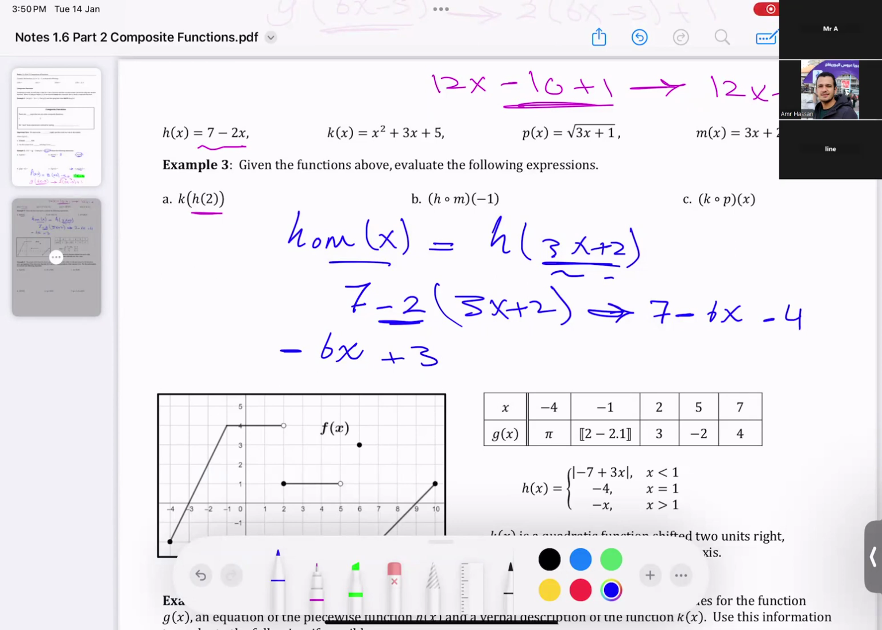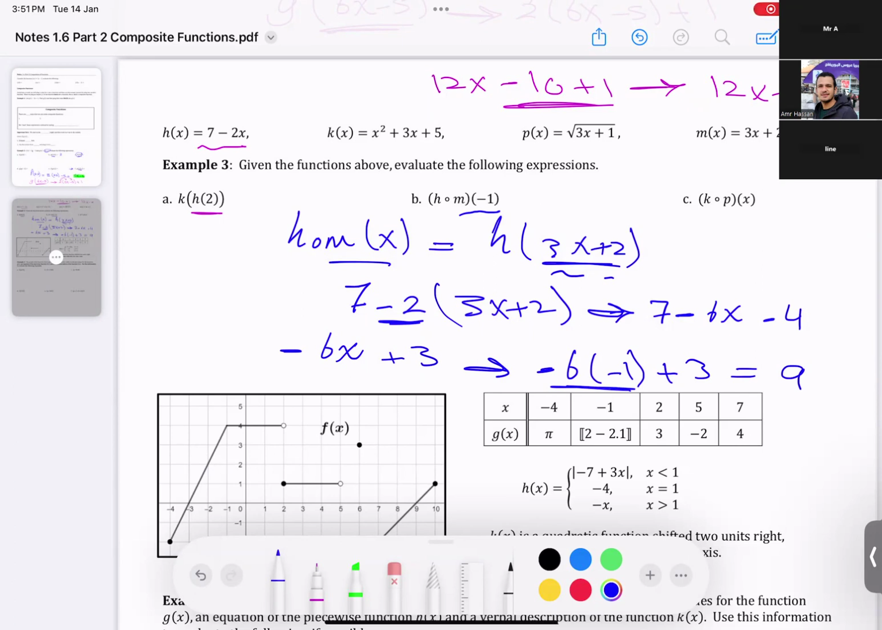And the last thing I need to do, in this case, is plug in negative 1 to make sense. It's going to be negative 6 multiplied by negative 1 plus 3. So it's going to be 9, because this one would be 6 plus 3, which is supposed to be 9. Did you get it? Yeah. Okay.